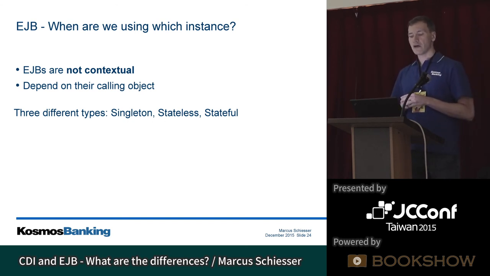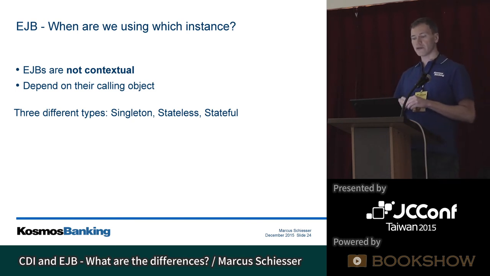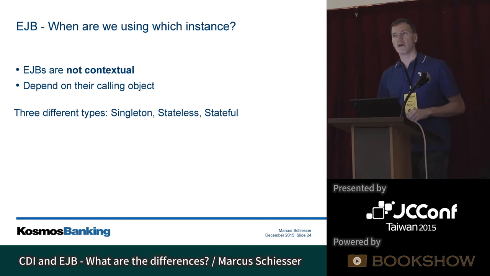And there are three different types of EJBs: singleton, stateless, and stateful. We will now cover how that looks in our context diagrams for these three different types. We're not covering message-driven beans here. For those of you who know them, they are basically stateless for our concern.